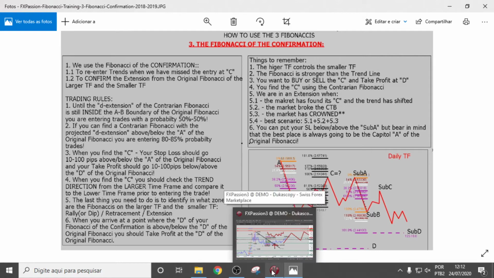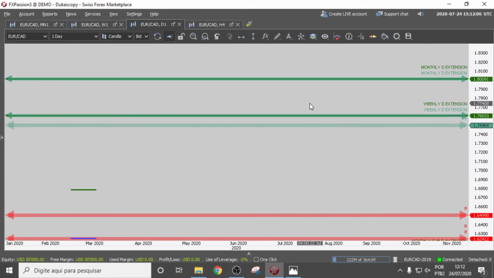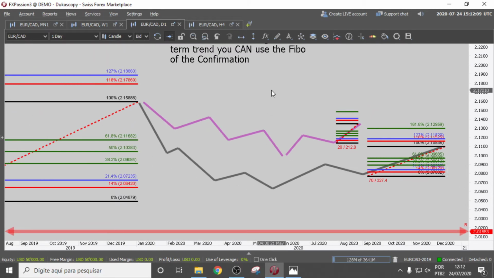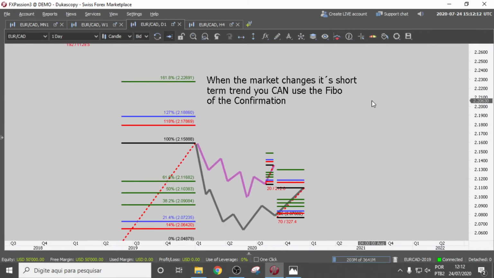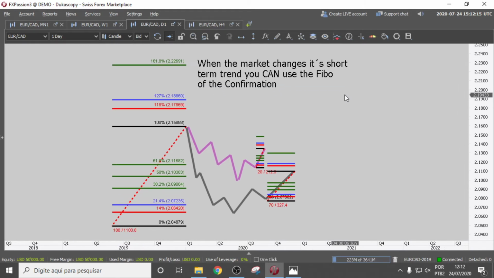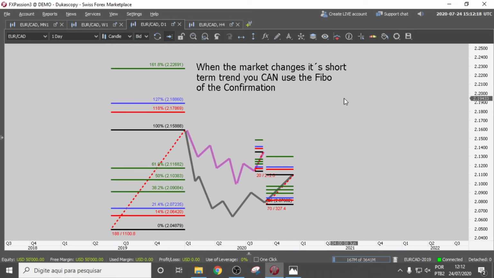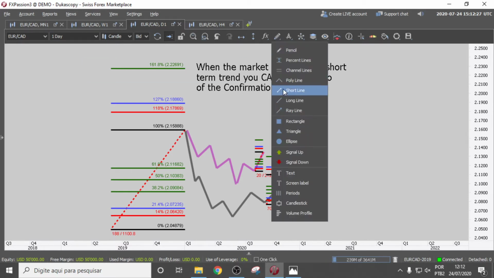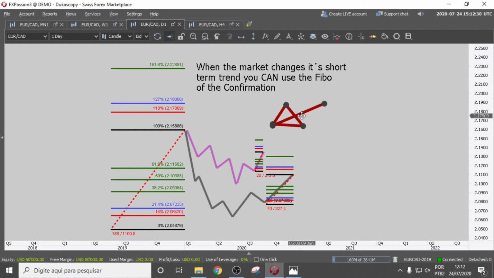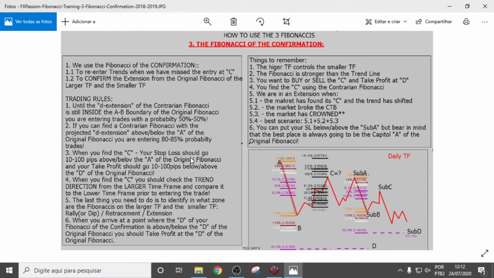And talking about to confirm the extension, right? Yesterday we said that we can start drawing the Fibonacci of the confirmation when the market changes its short-term trend. You can. Should I do it? Must I do it? I don't know, but you can do it. I mean, it makes sense, right? This is common sense. I cannot use the confirmation Fibonacci until the market changes the short-term trend, right? How can I draw it? I mean, I can't, right? It's common sense. Now, trading rules. Trading rules for the Fibonacci of the confirmation.